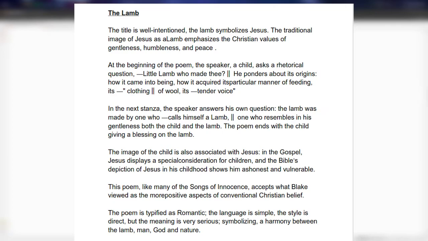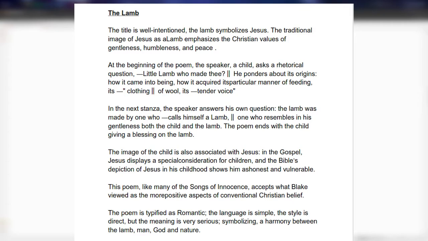So this poem in particular, like many of the Songs of Innocence, accepts what Blake viewed as the more positive aspects of conventional Christian belief. This is the conventional Christian belief, okay? Innocence, right?